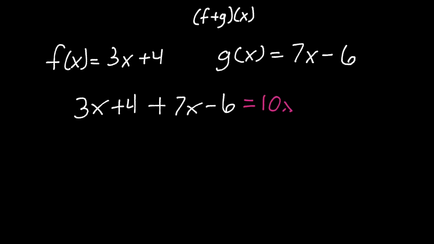So we have 3x plus 7x, which gives us 10x. And we have 4 plus negative 6, which is negative 2. And this is our answer. That literally is all we have to do.